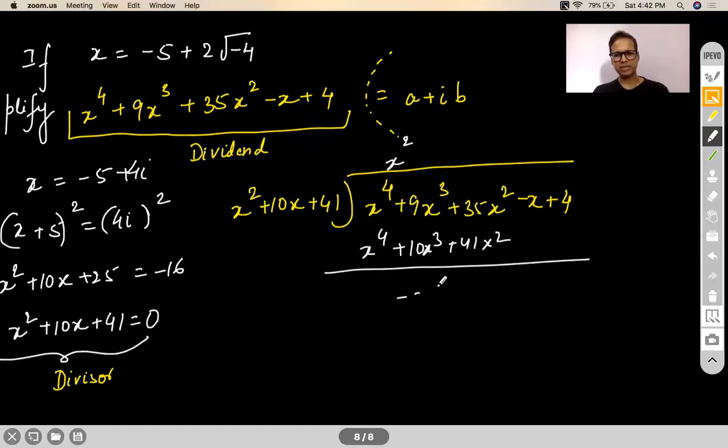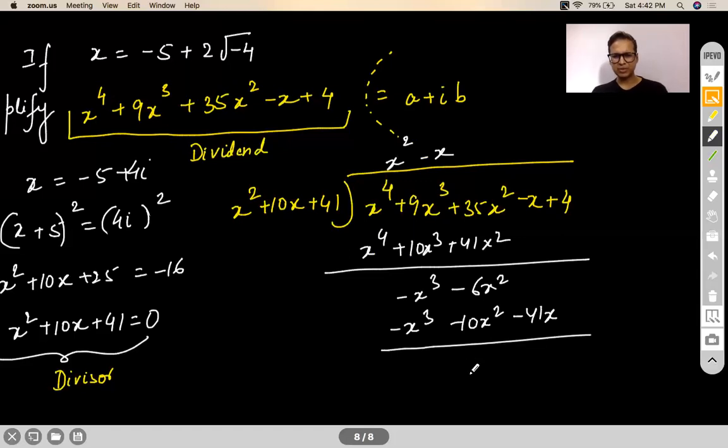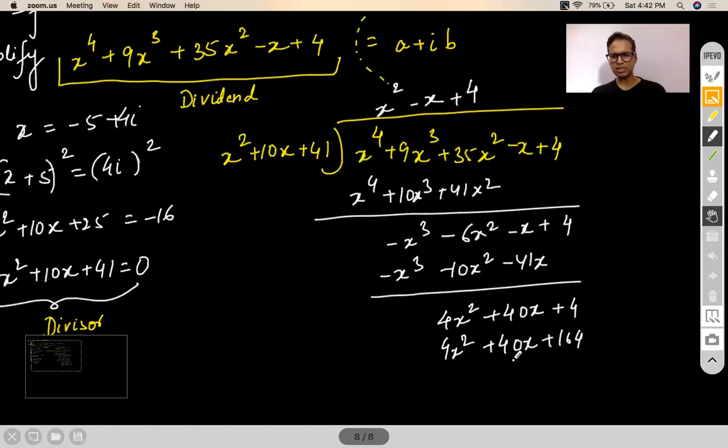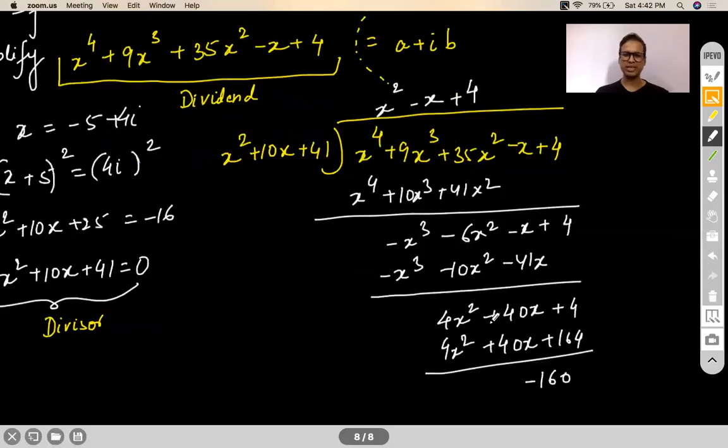So when you divide, you get x square; this is x to the power 4, 10x cube, 41 x square. When you subtract, you get minus x cube, minus 6x square, so put a minus x. Again, when you subtract, you get 4x square. Let me copy this. You get 40x plus 4. Just put a 4. So 4x square plus 40x plus 164, and subtract it. You'll end up getting minus 160 as your remainder, right?